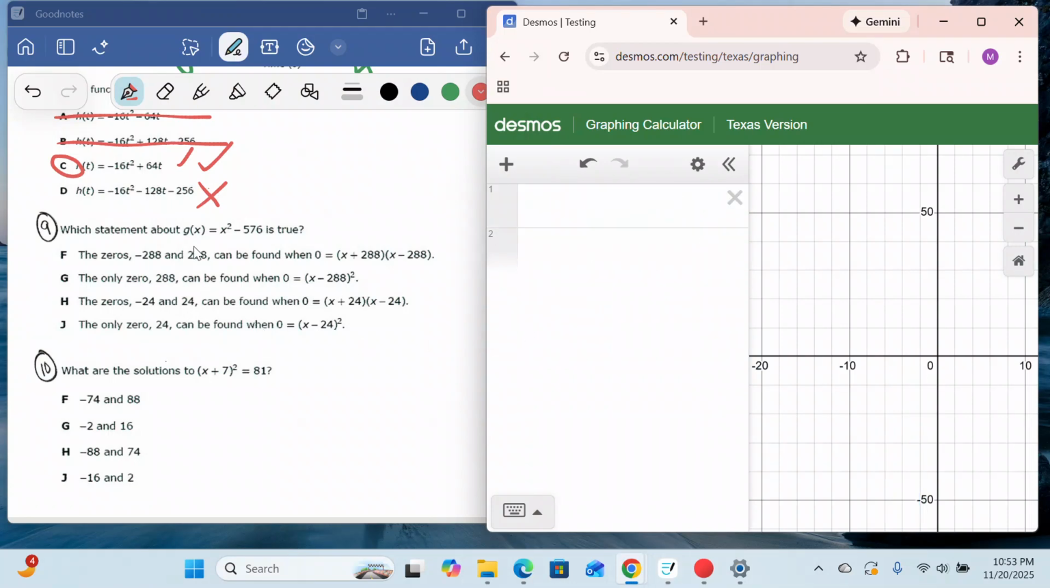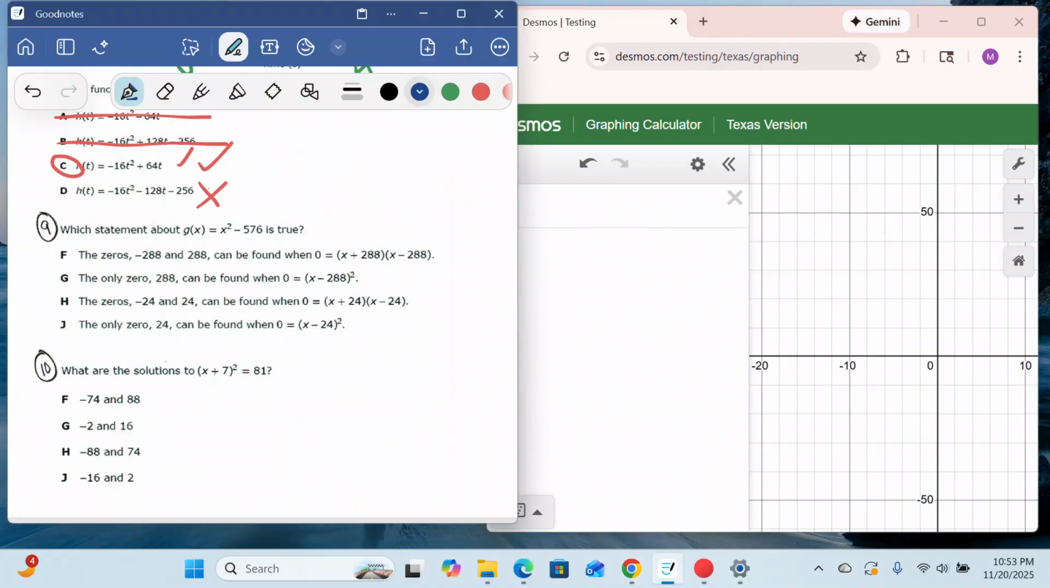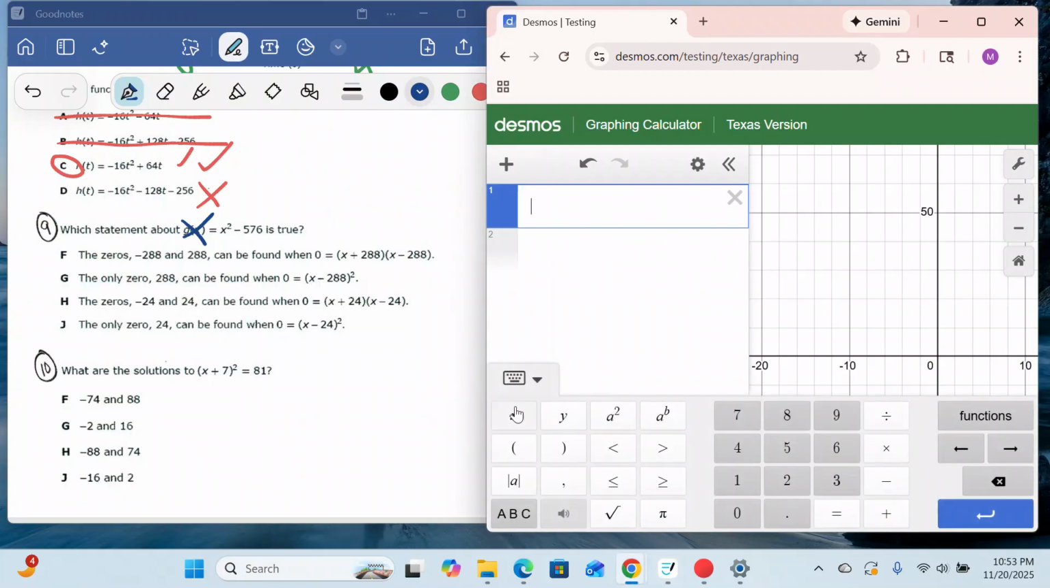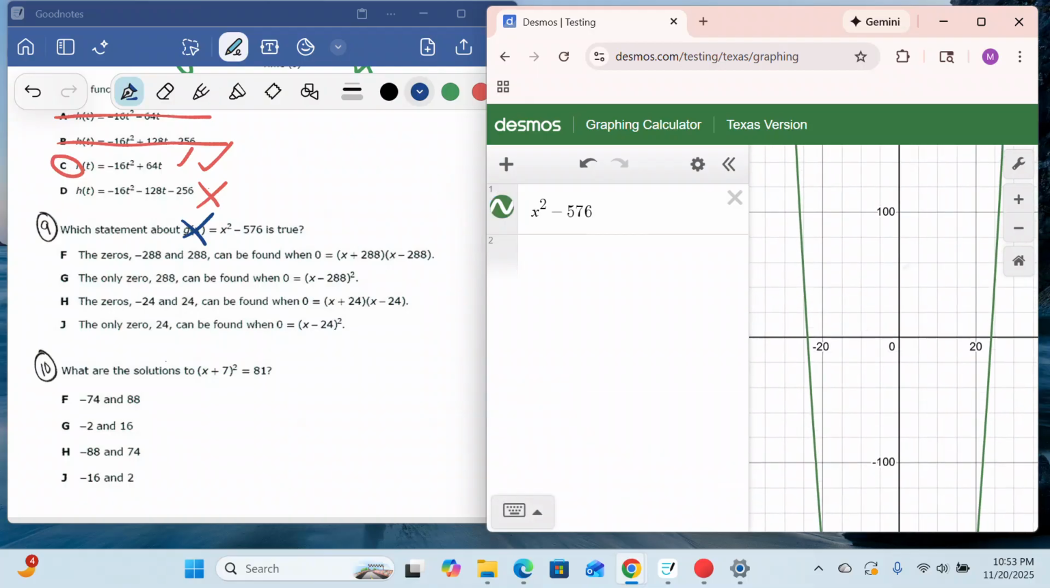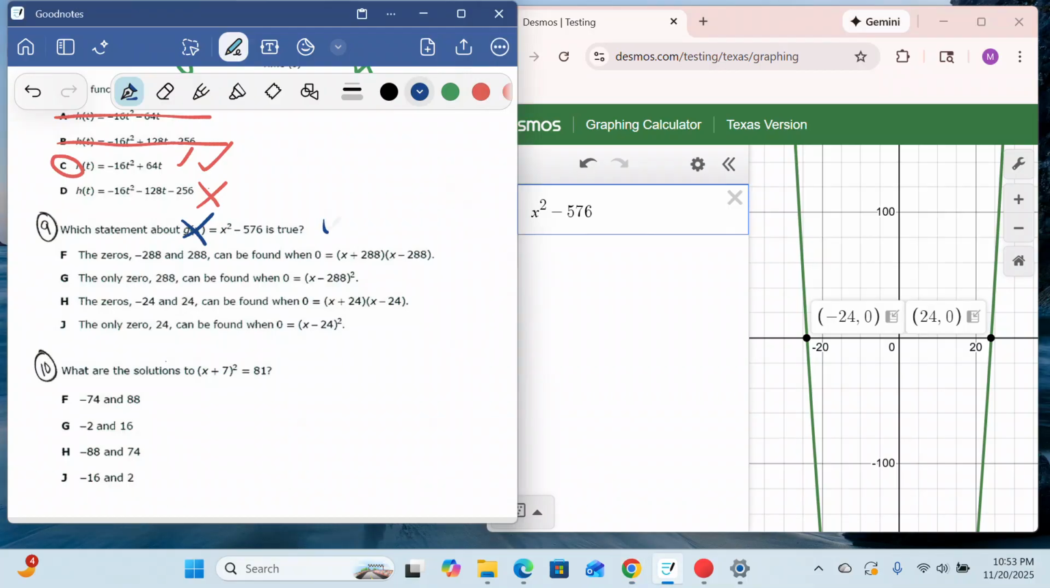So what I'm going to do, and you don't want to input g of x, it's better just to ignore it. You're just going to input into Desmos x squared minus 576. So I'm going to go ahead and input x squared minus 576. And now I'm going to find my graph. There's my graph. I have my zeros. One zero is negative 24, and my other zero is 24.